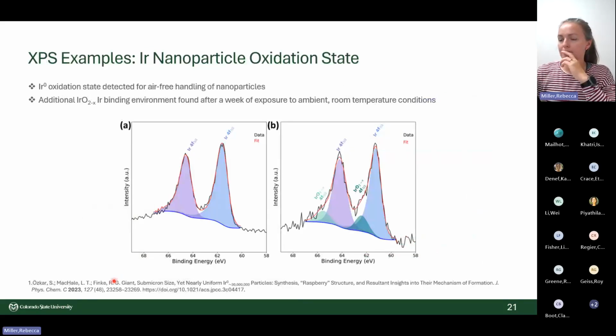I wanted to highlight two examples of XPS from our instrument published. So this is from the Finke group, where they were examining iridium nanoparticles they had synthesized, trying to confirm that their particles were iridium 0. So handling them in a glove box, transferring them to the XPS with an air-free holder, they just observed this one iridium binding environment. And then after leaving the particles out in ambient conditions at room temperature and measuring once more, they started to see the growth of this iridium oxide binding environment as well.